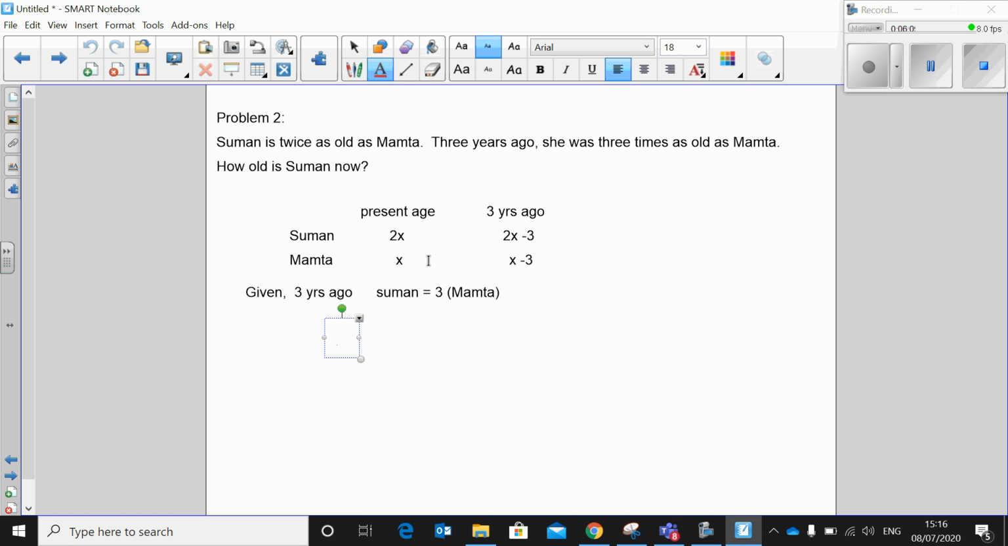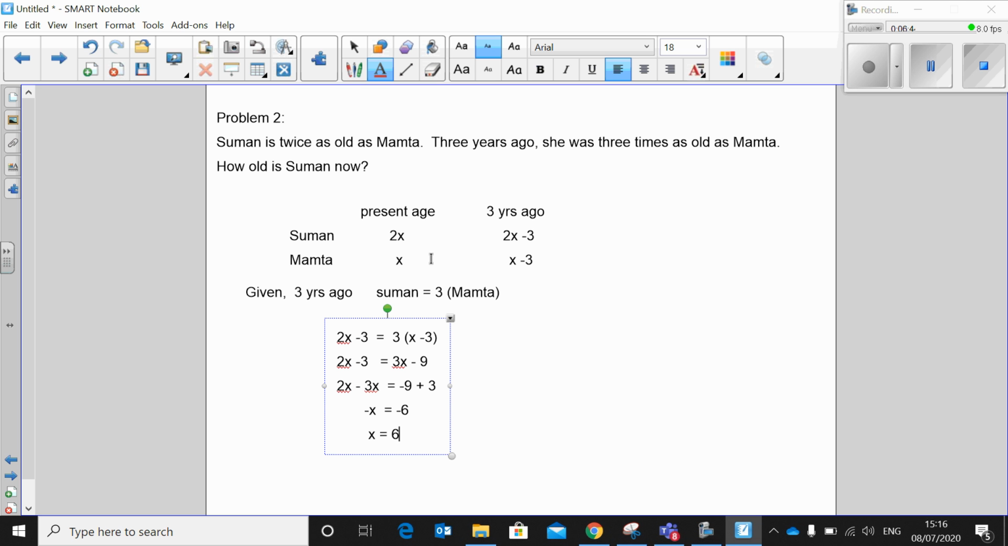Suman's age after 3 years is what? 2x minus 3, which is equal to 3 times x minus 3. That's it. Let us solve for x. 2x minus 3 is equal to 3x minus 9, since 3 times 3 is 9. Then it is 2x minus 3x, which is equal to minus 9 plus 3. Minus 3 has become plus 3. Then it will be minus x, which is equal to minus 6. Then x is equal to 6.